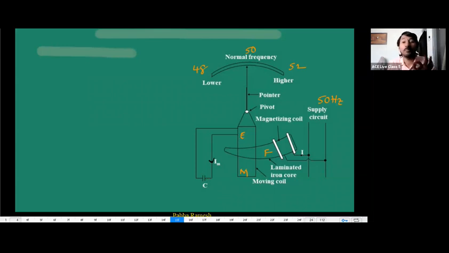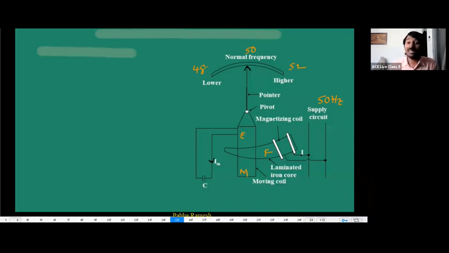We are the manufacturers designing for 50 hertz frequency as the normal. Higher or lower will depend on our requirement. Sir, if I give 50, this coil should act as XL equal to XC. When XL equals XC, the coil will be acting as resistive. If the coil is acting as resistive, then the pointer should show which value? Exactly 50. In that way, the coil number of turns and the capacitance value should be chosen by the manufacturer. This is the point.